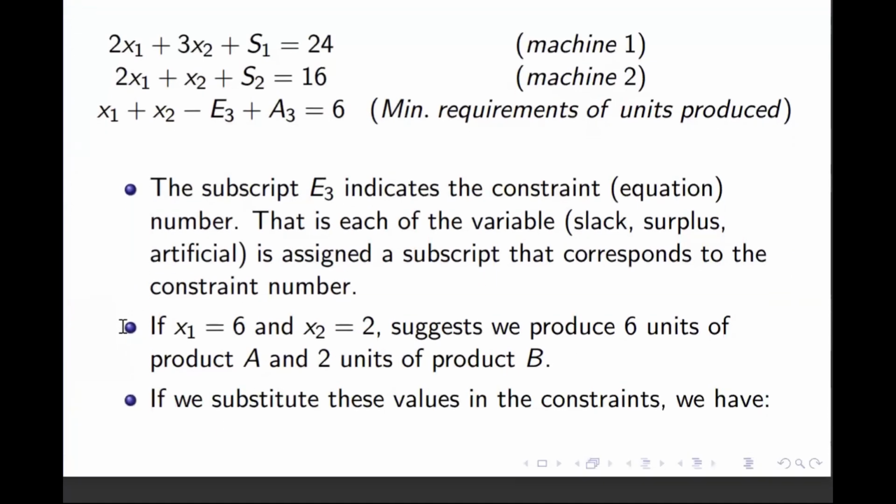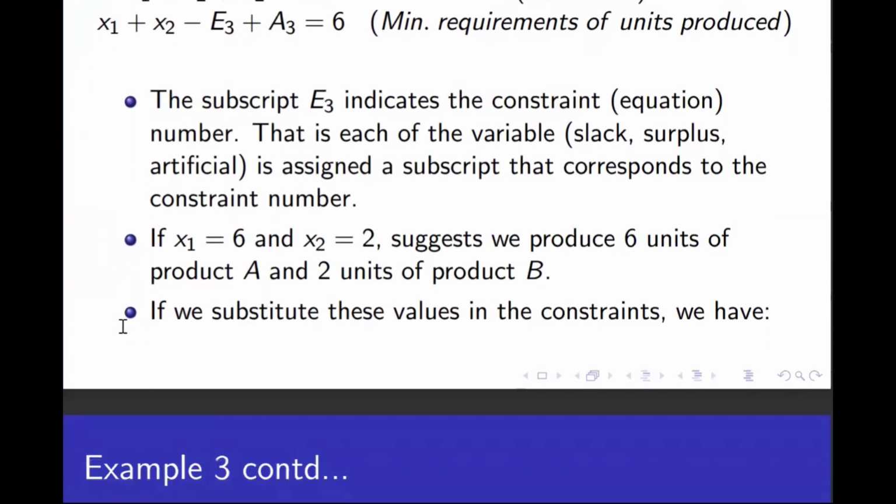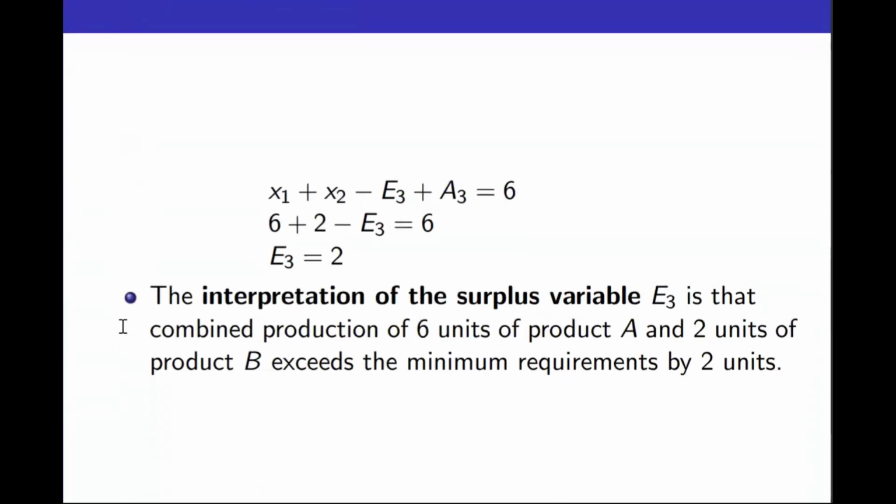The subscript 3 in e3 indicates the constraint number. That is, each of the variables is assigned a subscript that corresponds to the constraint number. If x1 is equal to 6 and x2 is equal to 2, this suggests we produce 6 units of product A and 2 units of product B. If we substitute these values in the constraint, we have x1 plus x2 minus e3 plus a3 is equal to 6. So that will be 6 plus 2 minus e3 is equal to 6 and e3 is equal to 2. The interpretation of the surplus variable e3 is that combined production of 6 units of product A and 2 units of product B exceeds the minimum requirements by 2 units.